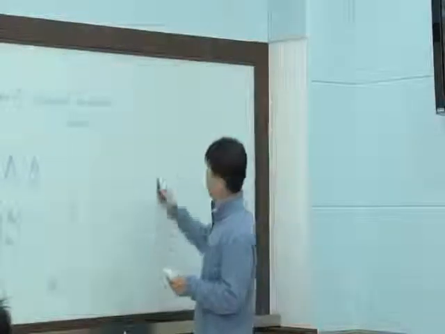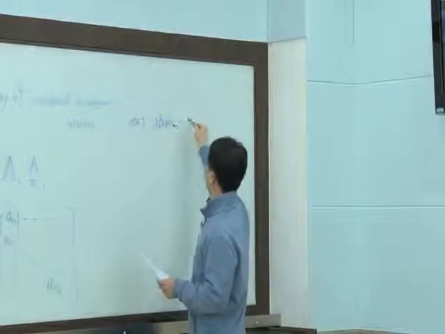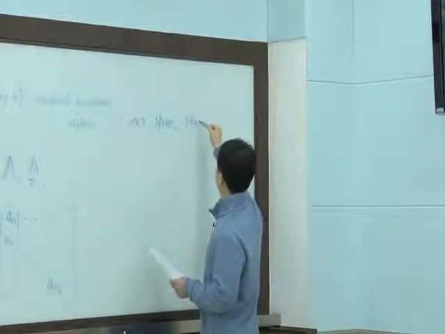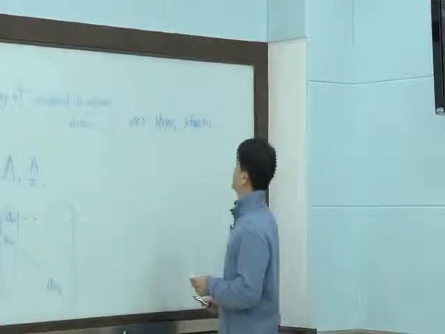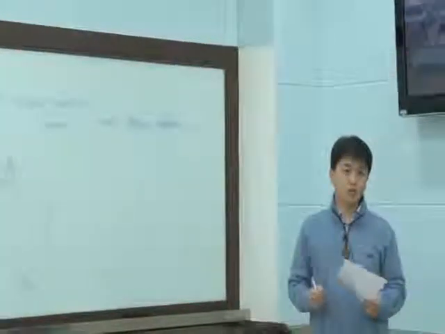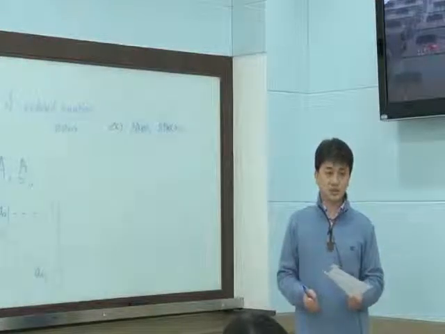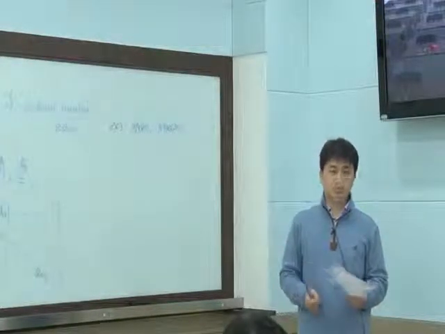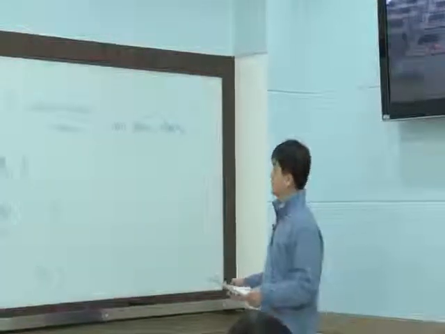For example, stress and strain are physical quantities which can be described by a matrix, actually a 3 by 3 matrix.